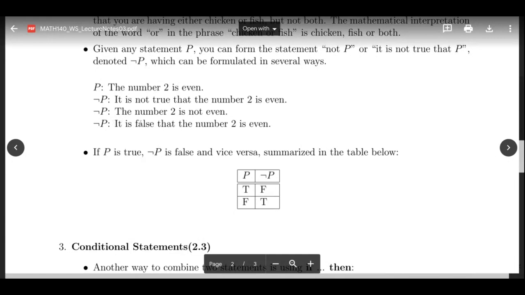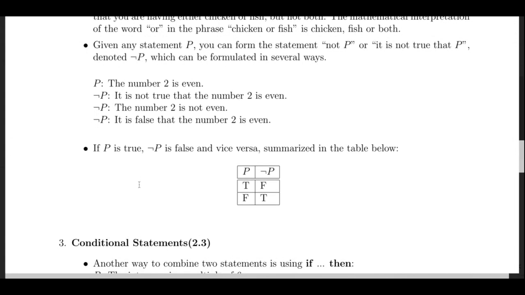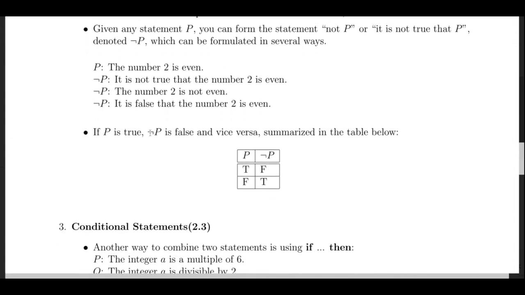Not P, or we can say it is false that the number 2 is even. It is not true that the number 2 is even, right? It's similar, it is a negation. When we negate a true statement, it becomes false. When we negate a false statement, it becomes true. So if P is true, not P is false, right? If P is false, not P is true.